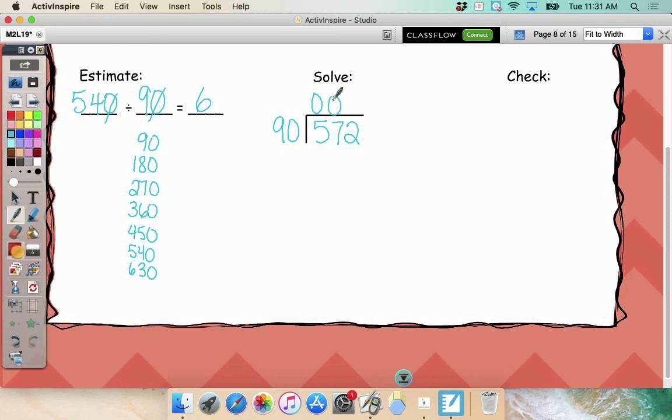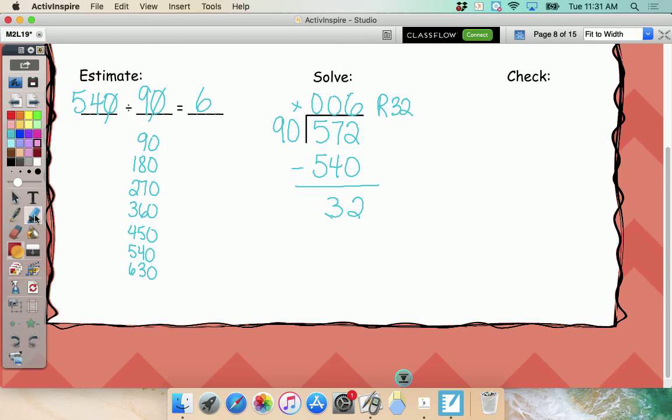We're sometimes going to write on top of the second number, sometimes on top of the first number, but this time it's the ones place. So now I multiply 6 times 9. What do I get? 540. And when I subtract, I get 32. Is 32 going to check out? Yeah. Is it less than 90? Yes. So that's my remainder.